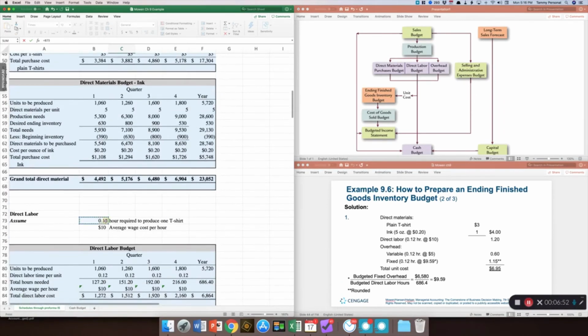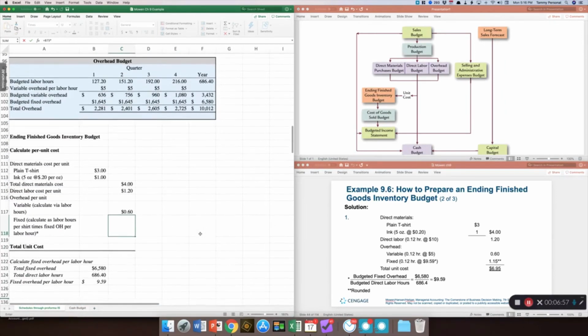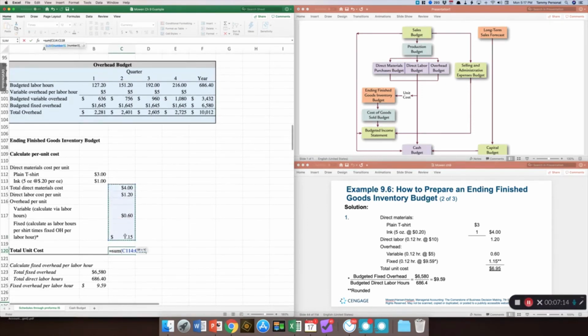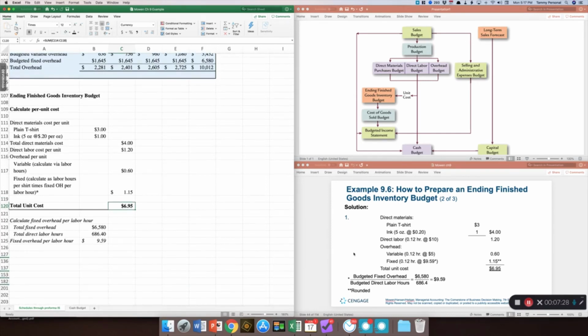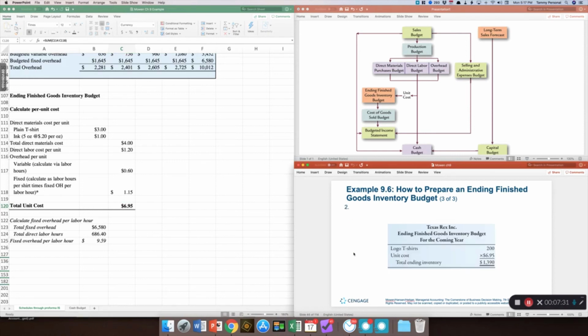There we go. 0.12 times the fixed overhead rate, and that is $1.15. Right, so then our total unit cost is all these added up: $6.95. So we're selling our t-shirts for $10 and it costs us $6.95 in order to make one, and that then goes into our finished goods inventory.